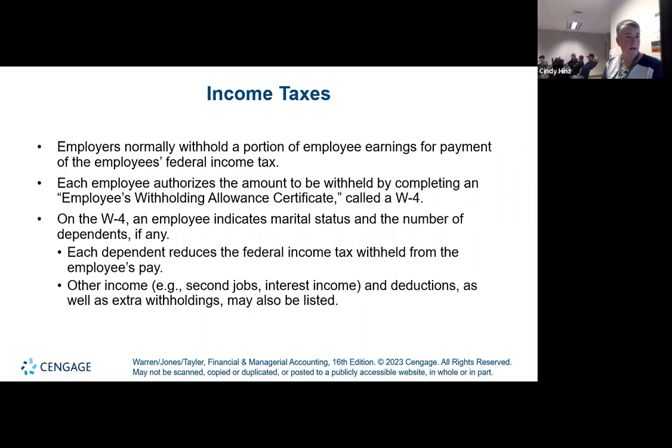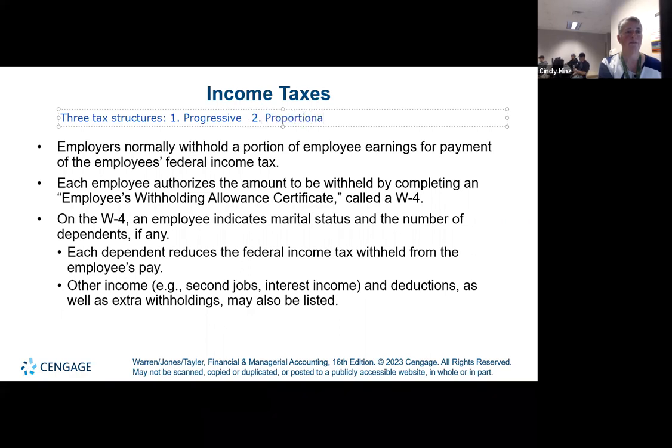And so let me put some more words here on the screen. So there are 3 different types of tax structures. And I'm just going to list them out here to the side. There is progressive, proportional. I'm going to put flat in parentheses, but that's a little bit of a misnomer. And regressive.